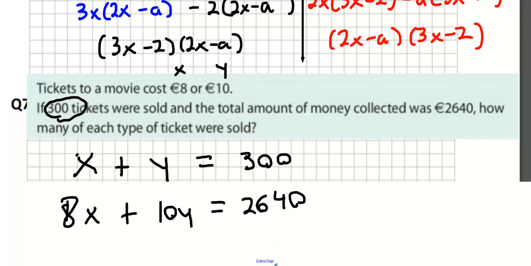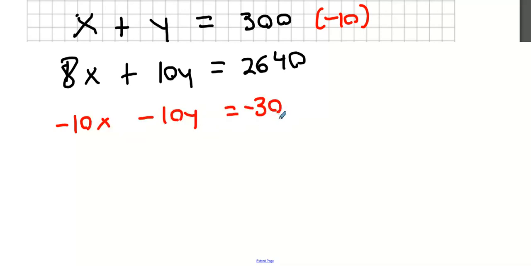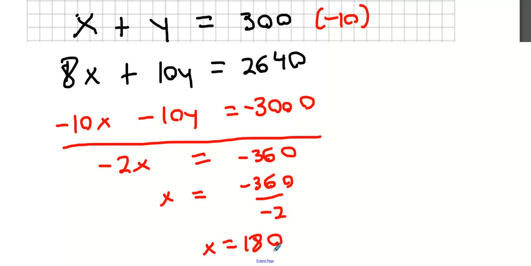Okay. Have a plan. I'm going to multiply the top equation by minus 10. What will that do? You can do that if you want. Multiplying by 10 is easier than multiplying by 8. That's what I used to do. And we get minus 360. Then divide by 2. 180 tickets per X. And we get 180. Well done. And the Y value will be 120 because you sold 300 tickets in total.